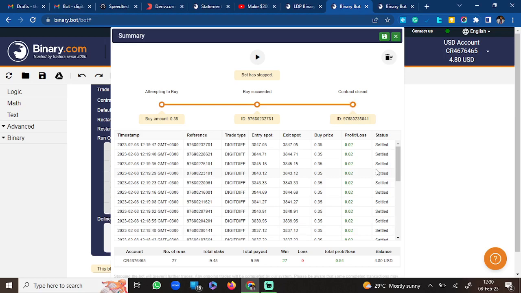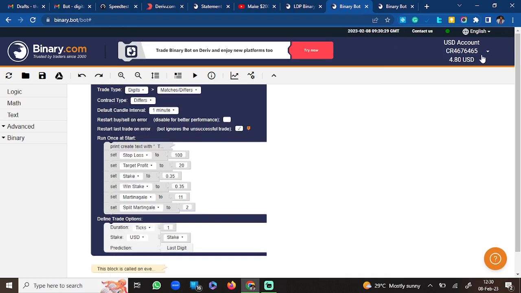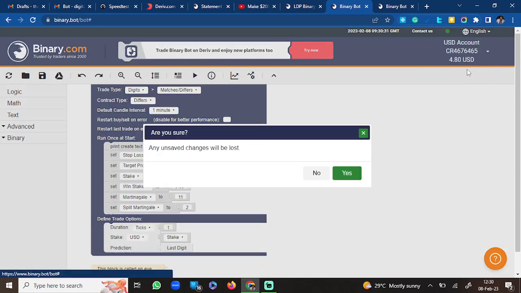So this is one of my accounts that I withdrew everything from because I needed some money. And I've decided to do some test runs with a new bot I have here. I've seen it's performing well, so let's try and see how it's performing.